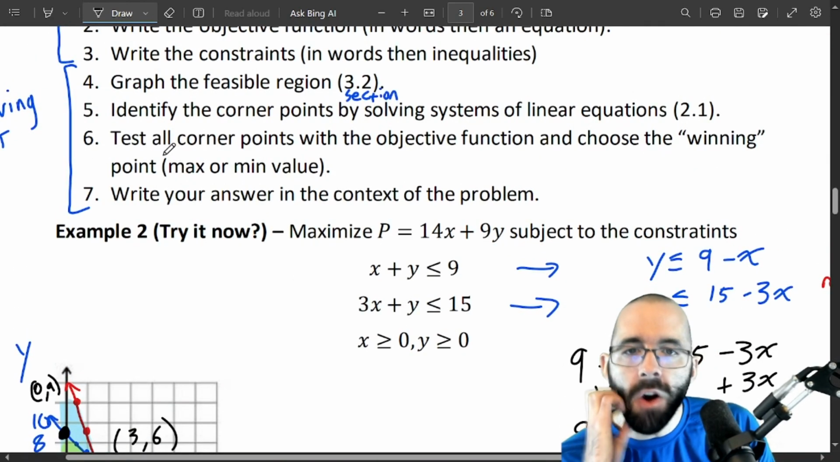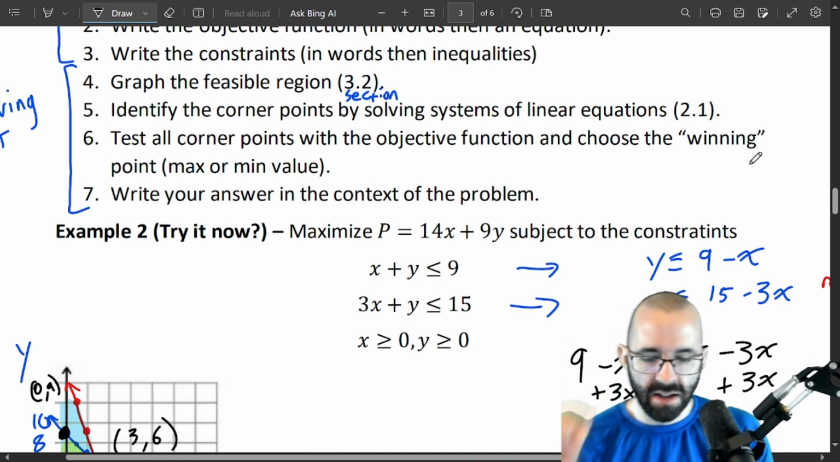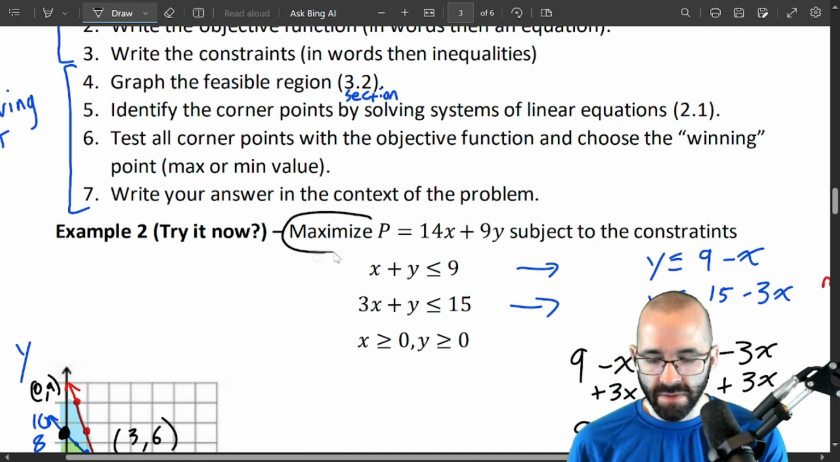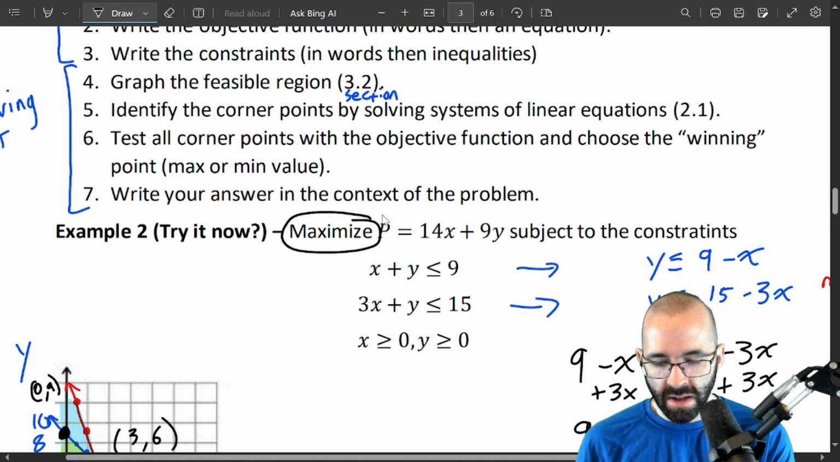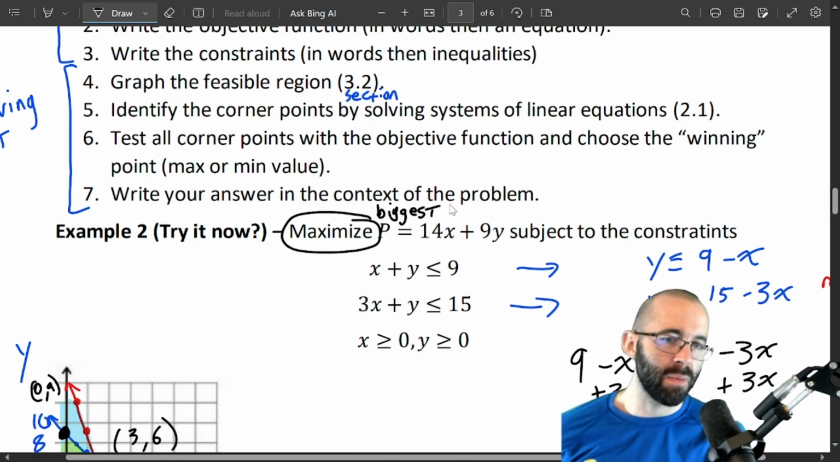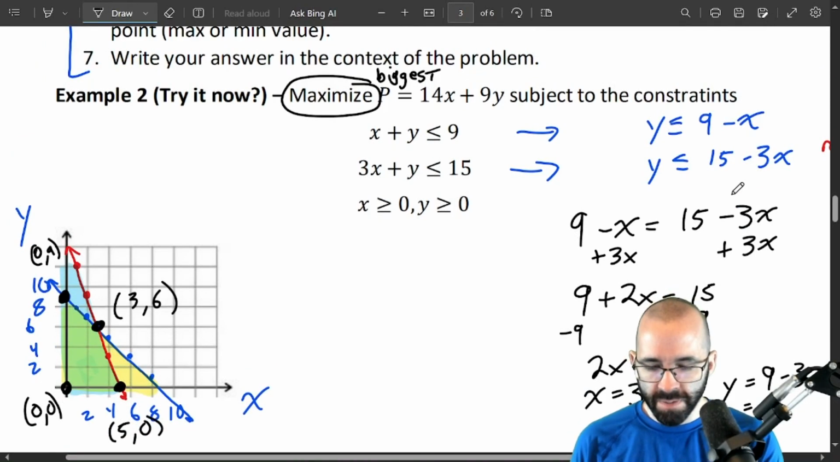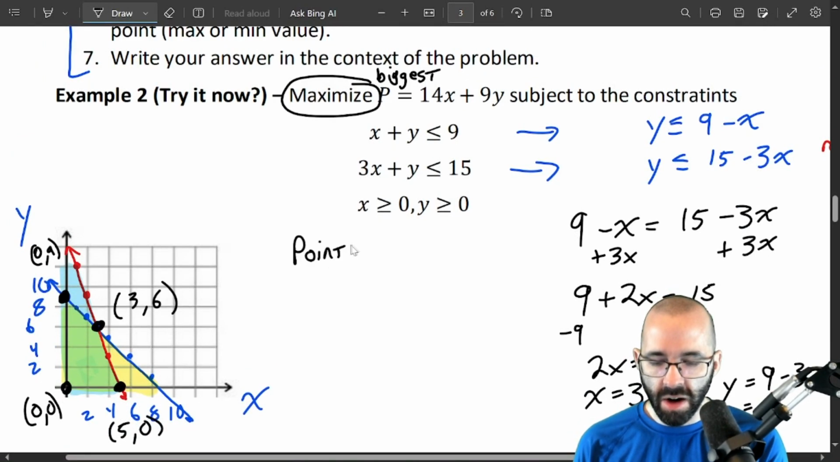Step 6 is test all corner points with the objective function. Choose the winning one. In this case, the winning one is going to be the maximum. We want the biggest one. What is the biggest profit here? Well, it's P. I don't know if P stands for profit here. What's the biggest one? So we'll make a table and say, what are our points? And what is P?